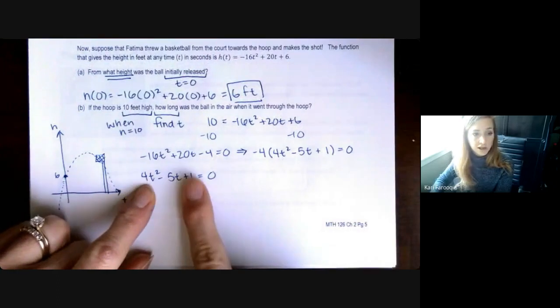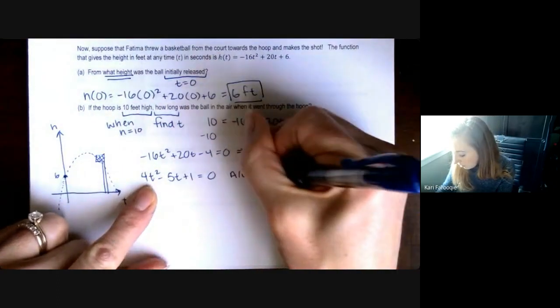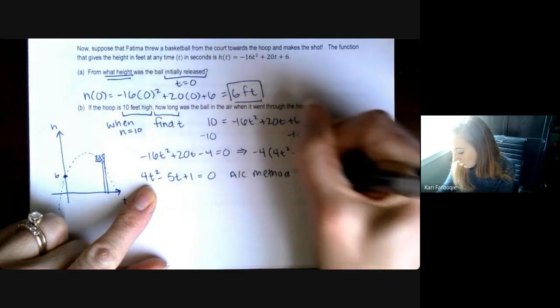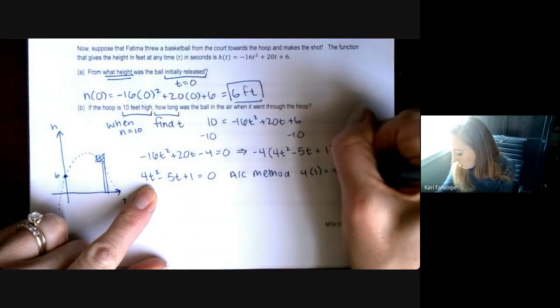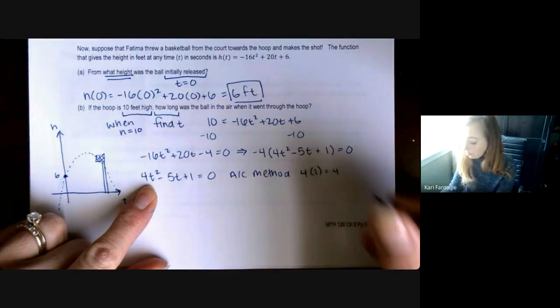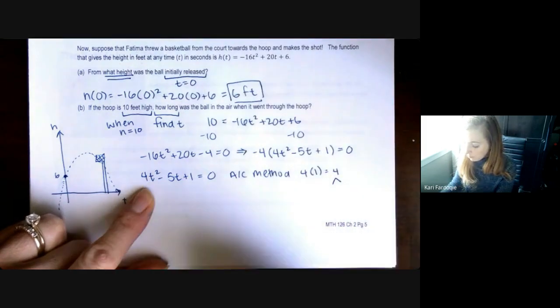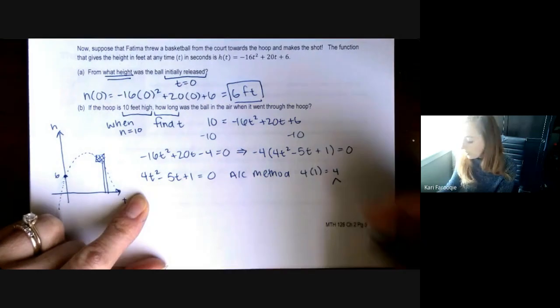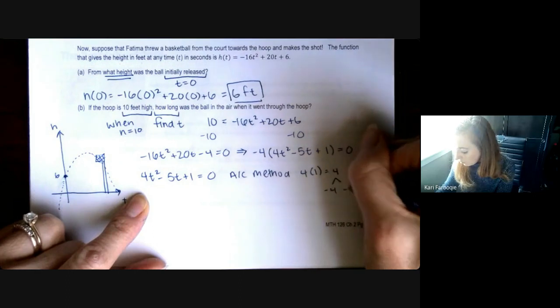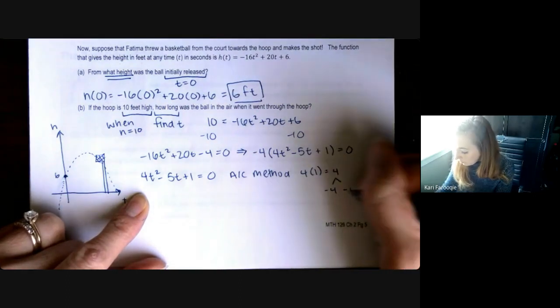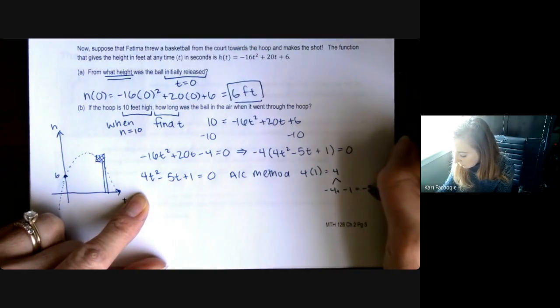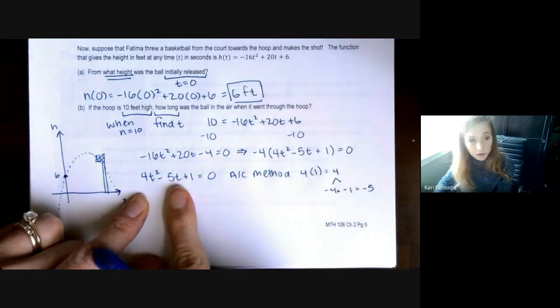I'm going to multiply A times C. So I'm going to multiply 4 times 1 to get 4. And then I'm looking for two numbers that multiply to positive 4 and add to negative 5. And those two numbers will be negative 4 and negative 1. If I add these together, I get negative 5, which is exactly what I want.